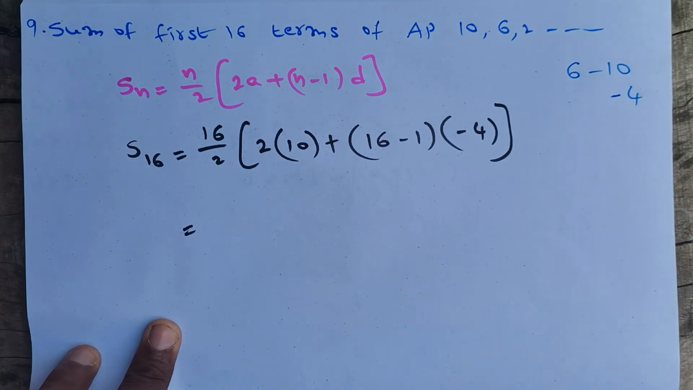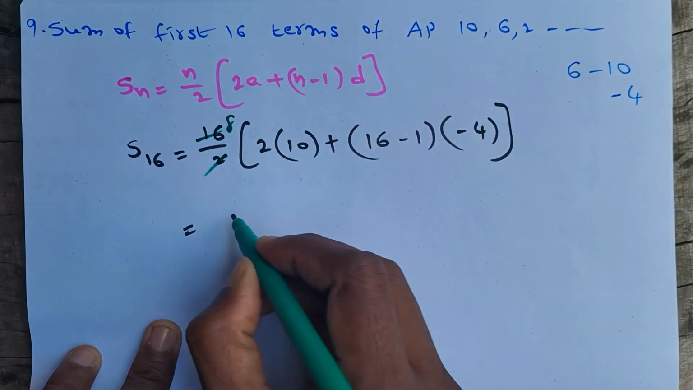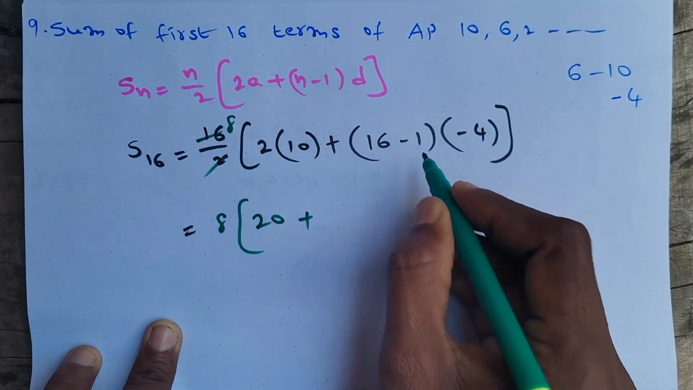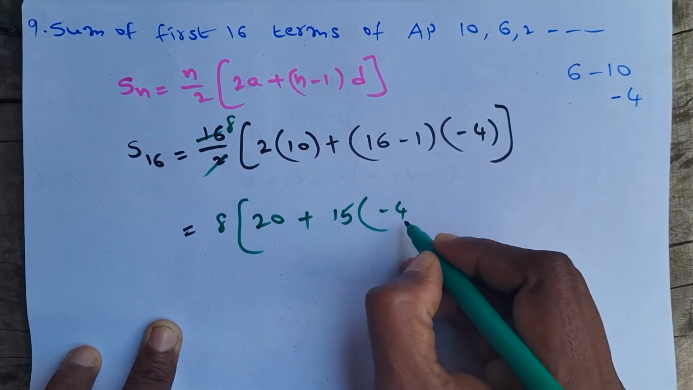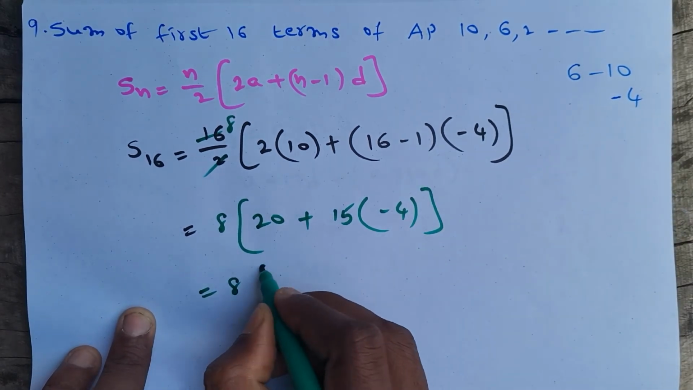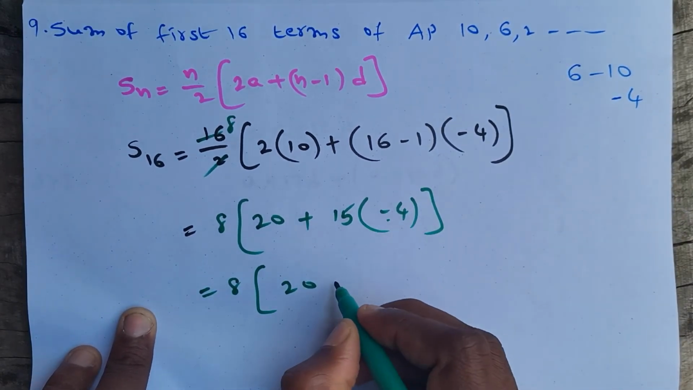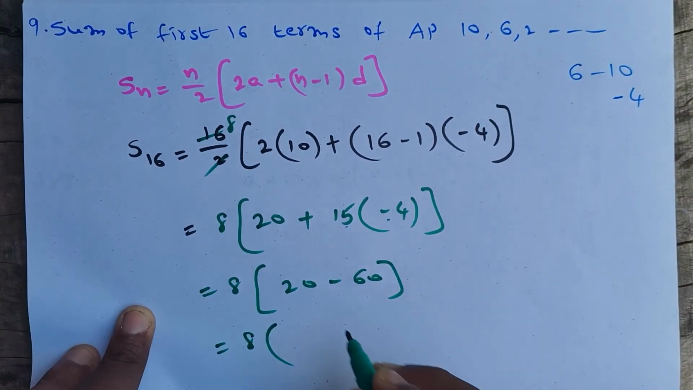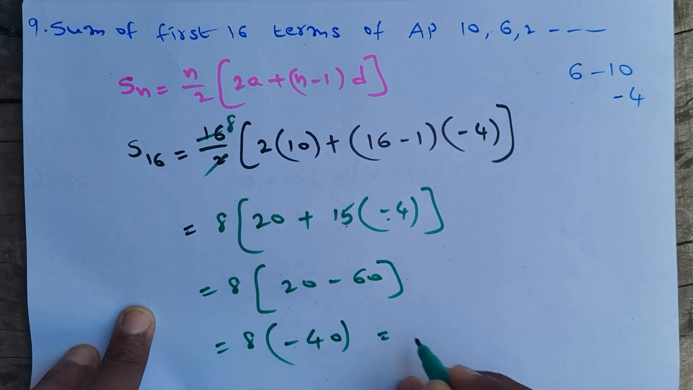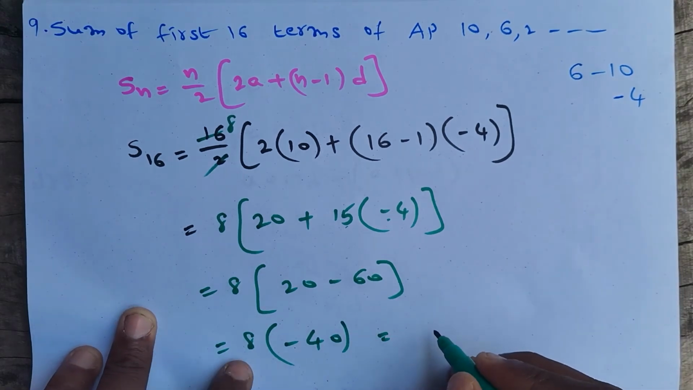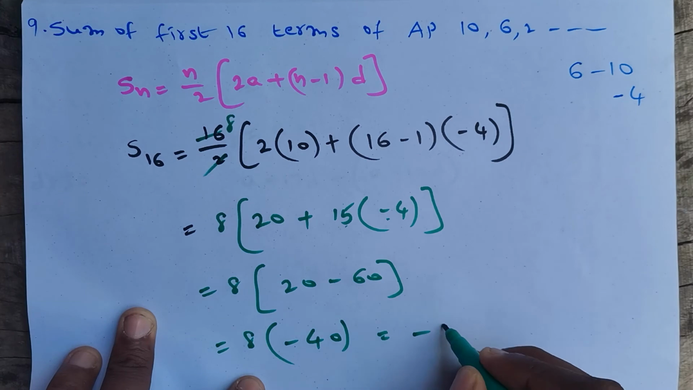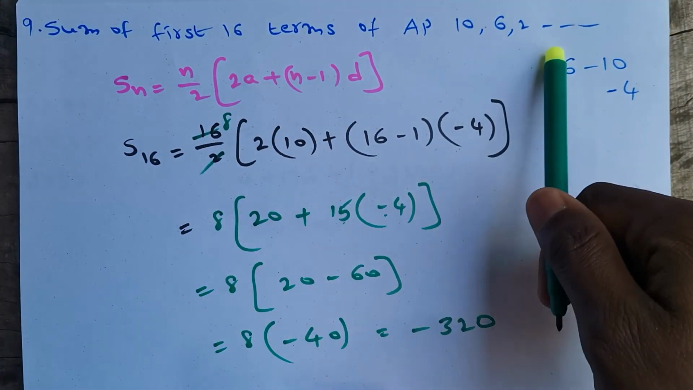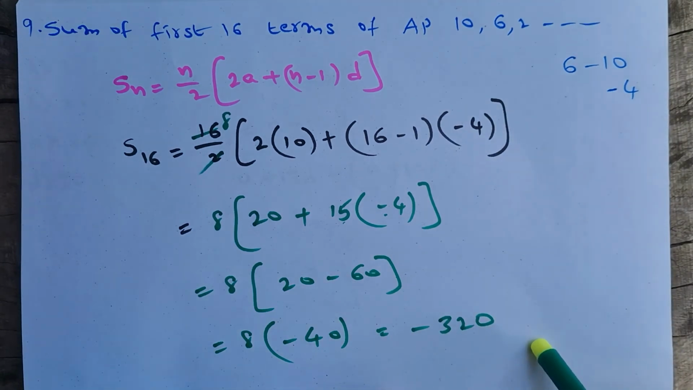If you do cancellation, 2 ones are 2, 2 eights are 16, so 8 into (2 tens are 20, plus (16 minus 1), 15 into minus 4). This is equal to 8 times (20 plus minus 15 fours, which is 60), which is equal to 8 into (20 minus 60), which is minus 40. 8 into minus 40 gives minus 320. So the sum of 16 terms of this AP is minus 320.